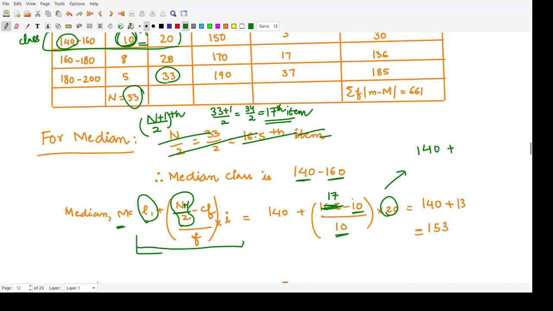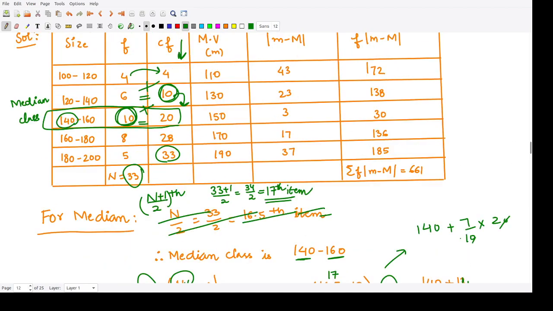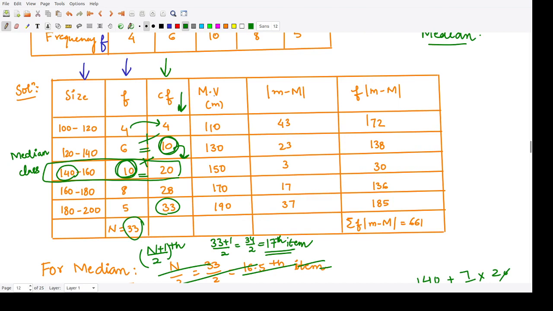140 plus (17 minus 10 is 7) divided by 10 into 20. So the 0 and 0 cancel, and we have 14 here. So we have 154 as the answer. So this is the median. Now if 154 is the median, we'll first go and calculate the middle value of the corresponding class intervals.